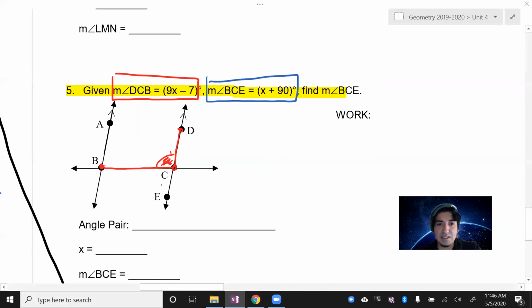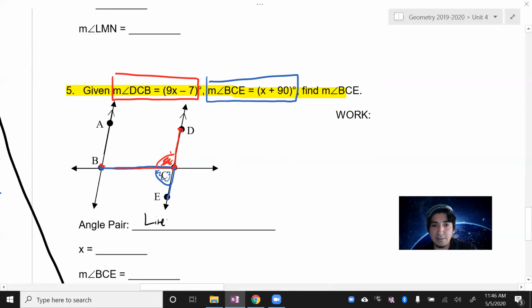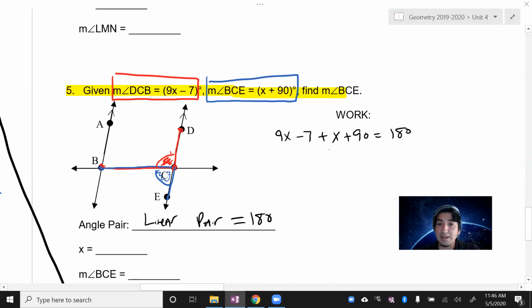And then let's go with the measurement of BCE. We got BCE. So I'm walking from B to C. See, it's okay. Sometimes they may overlap. Look at that. What type of angle pair is that? If you're thinking linear pair, then you're correct. That means they're equal to 180. So 9x minus 7 plus x plus 90 is equal to 180. And then you can go ahead and use your math skills on your own. So solve on your own.